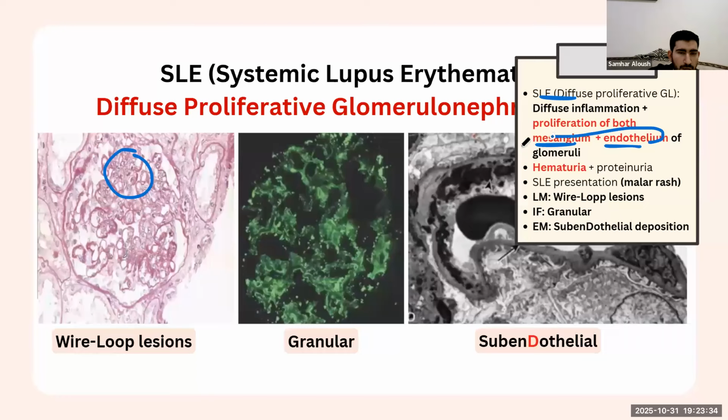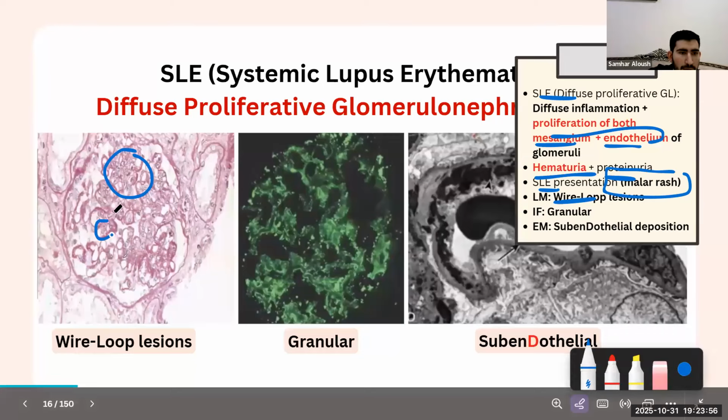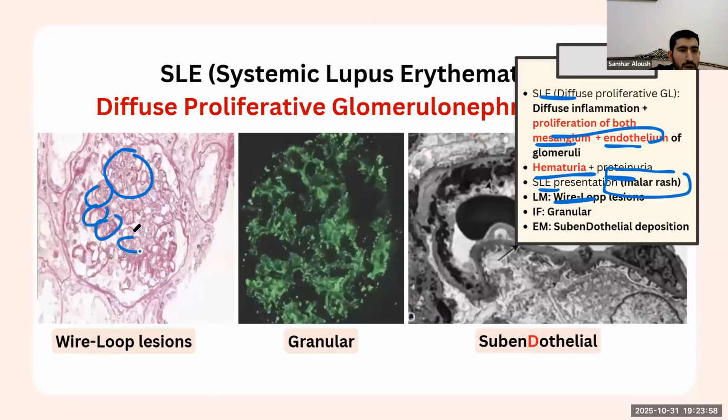But mainly mesangium and endothelium because it's a nephritic syndrome. Of course, it will cause hematuria and proteinuria. It will have SLE presentations like the brain soap mnemonic, but mainly malar rash. It's the main thing. Now let's talk about microscopy. Since there is diffuse proliferation of everything, it will look like a wire loop. So here you will have this wire loop presentation. So SLE, diffuse proliferative, and it will lead to wire loop lesions.